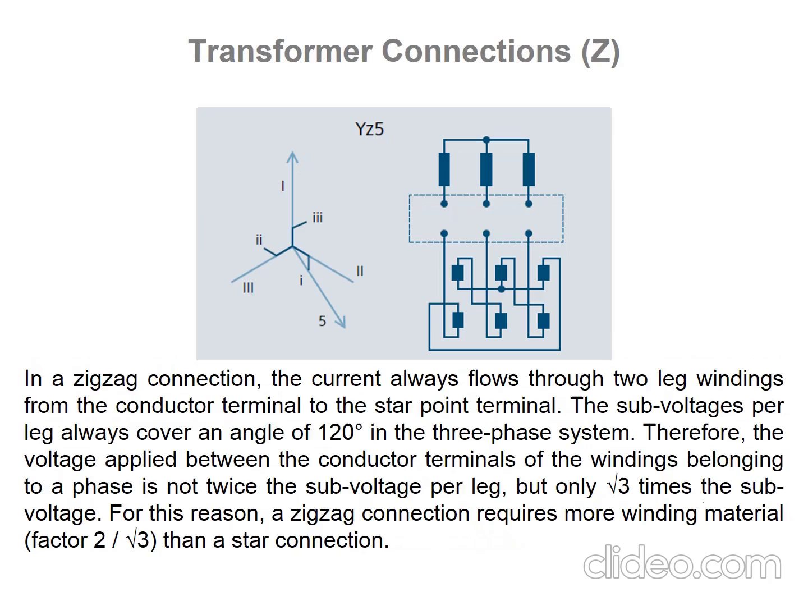This one is for Z, the zigzag transformer connection. In zigzag connection, the current always flows through two leg windings from the conductor terminal to the star point terminal. We can see here the primary is star and the secondary side is zigzag.